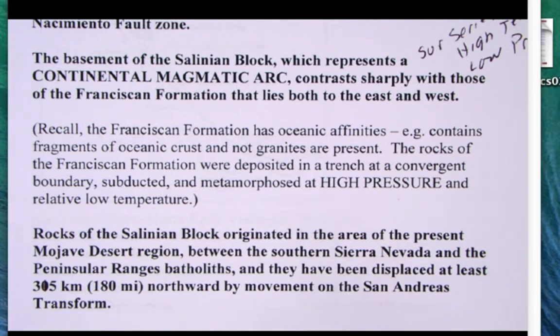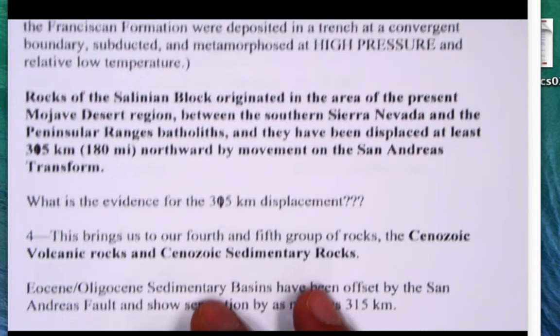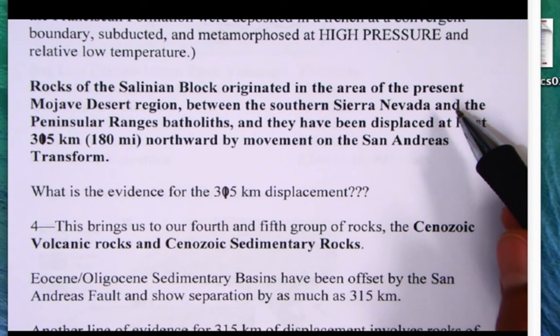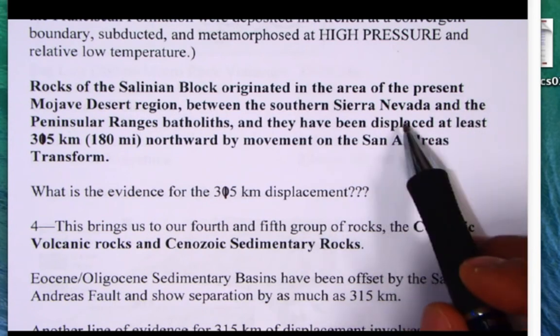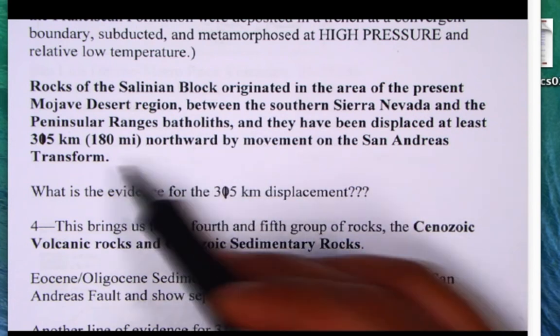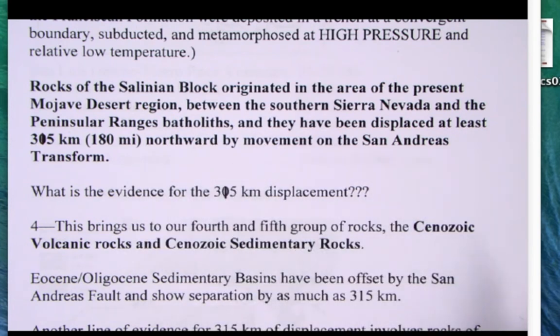It was really hard to interpret this geology. How can you have two very different rocks that formed in very different environments together? Well, now we can explain it through transform faulting along the San Andreas fault. So the rocks of the Salinian block originated in an area of the present Mojave Desert region between the southern Sierra Nevada and the Peninsula Ranges batholiths. And they have been displaced at least 315 kilometers northward by movement on the San Andreas fault.